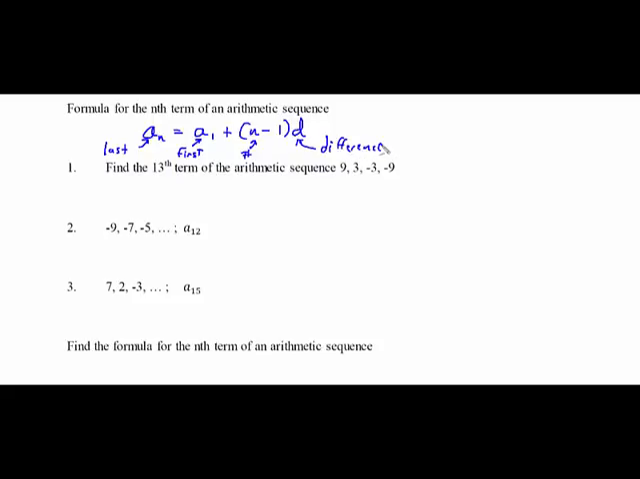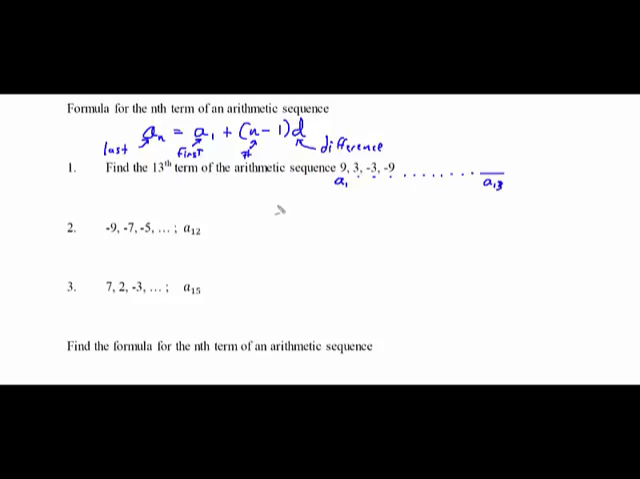So for our first problem, we will actually get to use this formula because it says find the 13th term of this arithmetic sequence. So this would be the first term here, this is the second, third, fourth. And if I was asking a class that didn't use this formula, they would go 5, 6, 7, 8, 9, 10, 11, 12, and that 13th number would be the number that we're looking for.